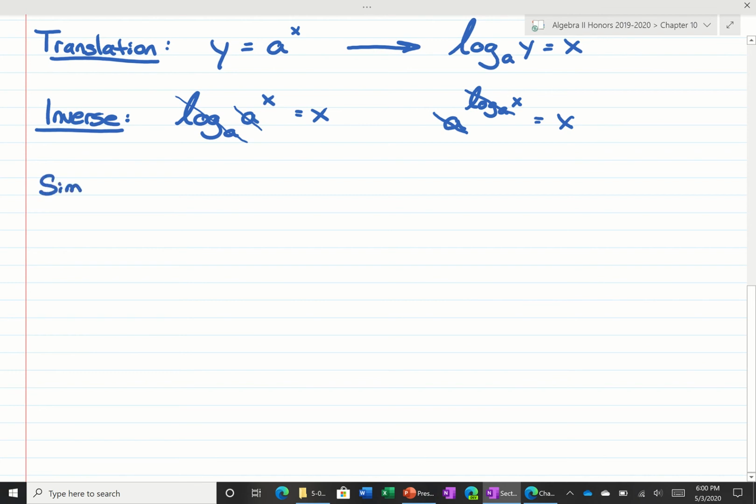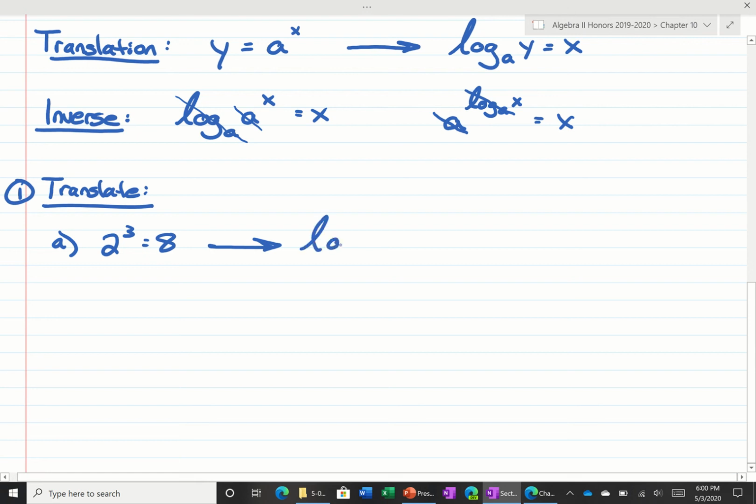First ones, the directions are going to be to translate. So let's take a look at this. We'll call these the first examples. Say if you had 2 to the third is equal to 8. I would like you to write it using logarithms. Well, using our translation property, this base is going to be the same base here. And if we're using the crisscross method, 2 to this power equals this number. 2 to the third power equals 8. That would be how you translate it.